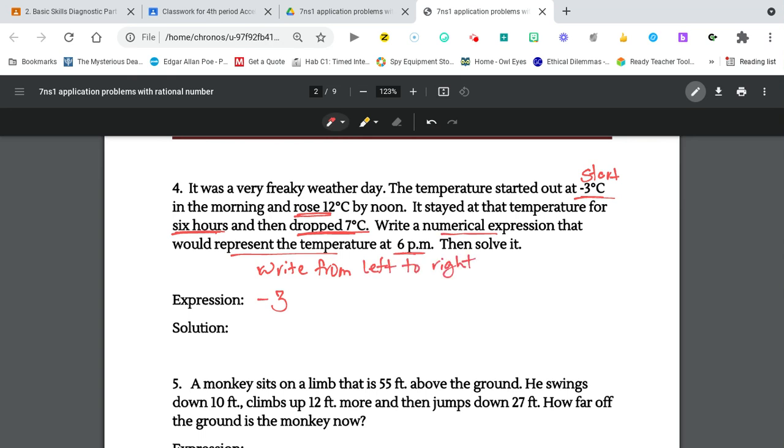I don't have to worry about, like I said, what number needs to go first and what number doesn't. It's not difference. Difference is the only one you really need to be concerned about as far as what number should go first. Unless the difference has no order involved in it either. All right, so -3, and then it rose 12. So I'm going to put plus 12. And then it dropped -7. So I'm going to put plus -7.